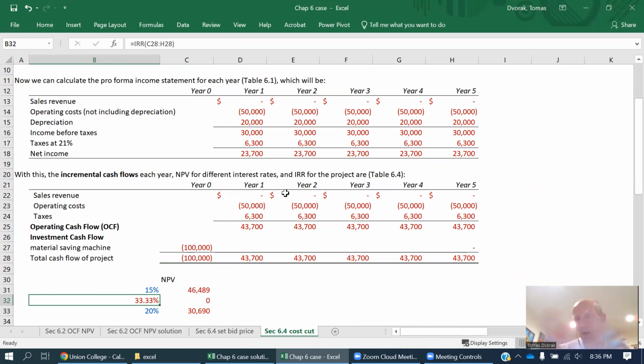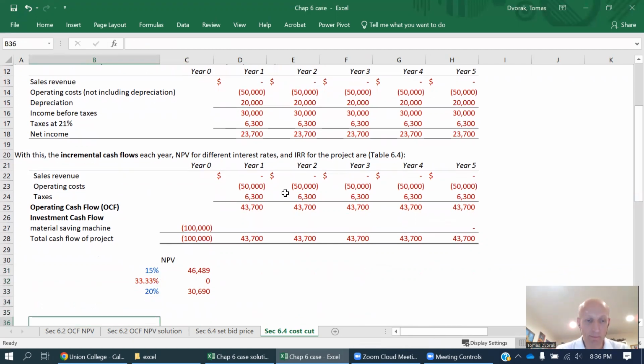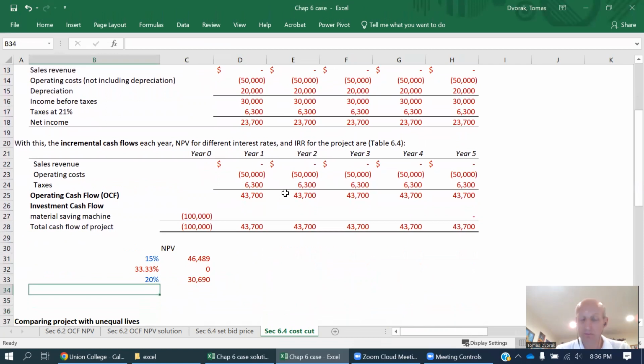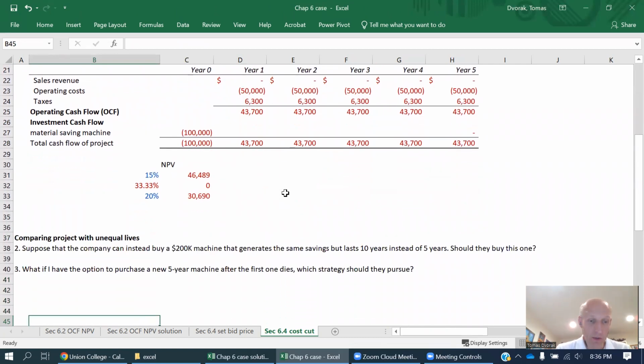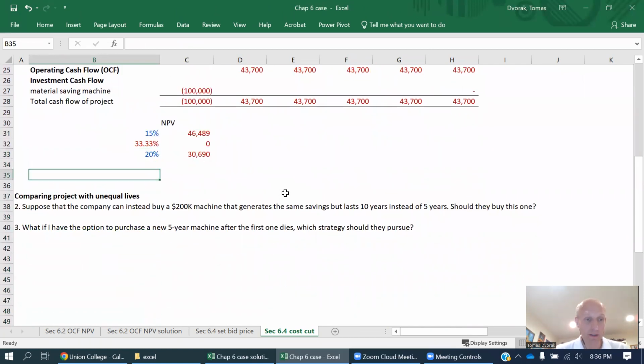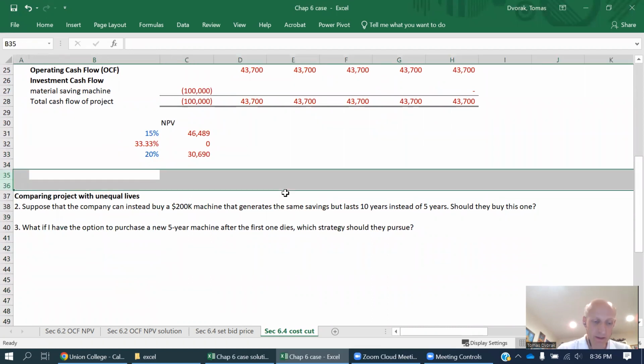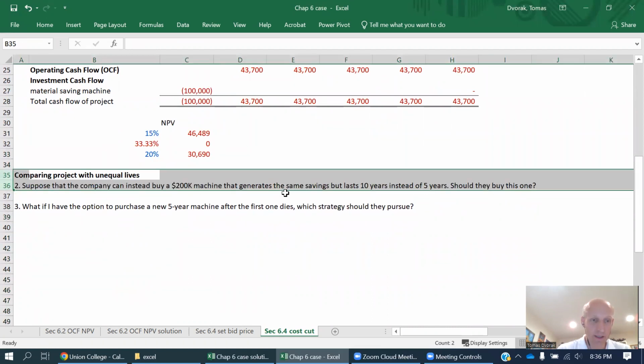Okay, fantastic. So this is how we can do a cost-cutting project. This is a positive NPV at 15%. We would have an even higher positive NPV at 0% discount rate. All right. Now, we're asked to consider an alternative scenario. So let's delete these cells.